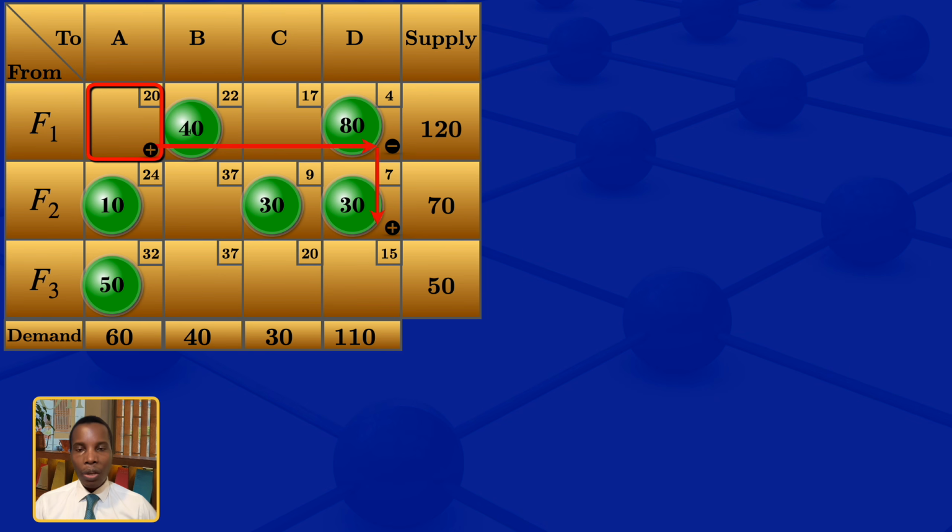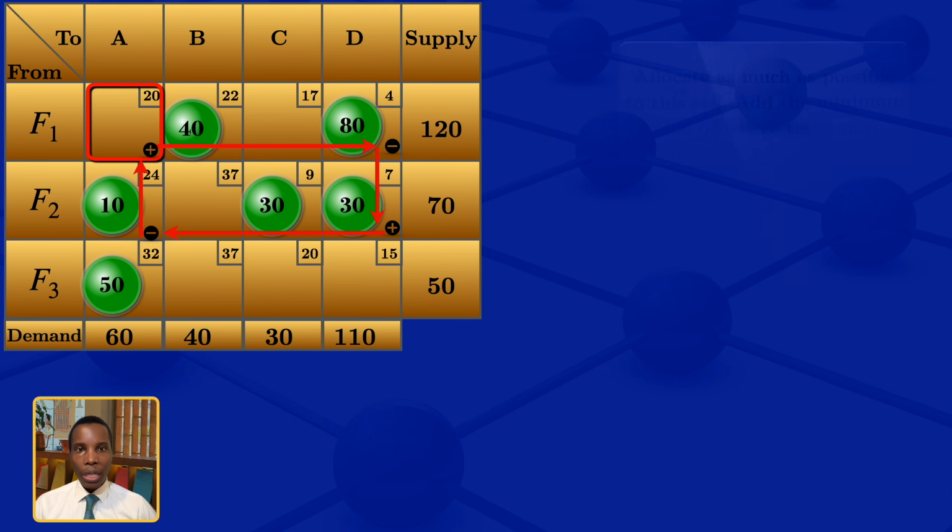And then lastly, we look at a cell which is occupied, which leads us back to the cell that I highlighted in red there. That cell is the one which is the 10 there. So that's the cell that we go to, and we now put a minus. So it's plus, minus alternating. Then it forms a closed path going back to the unoccupied cell that we have chosen. So the next step now is to see how much we can allocate.